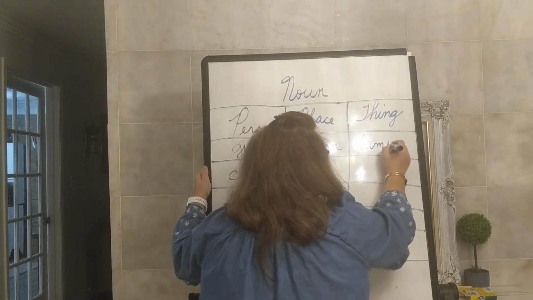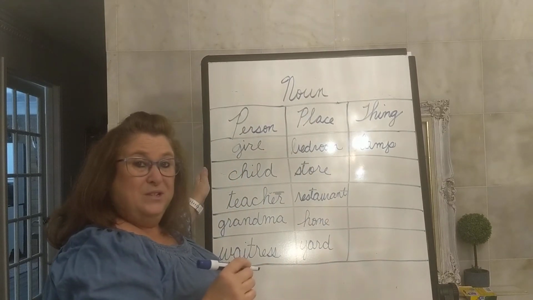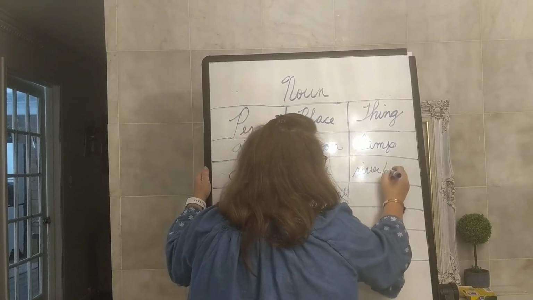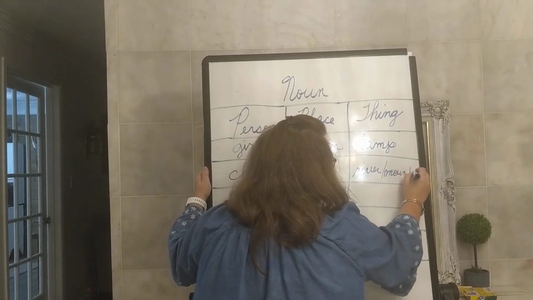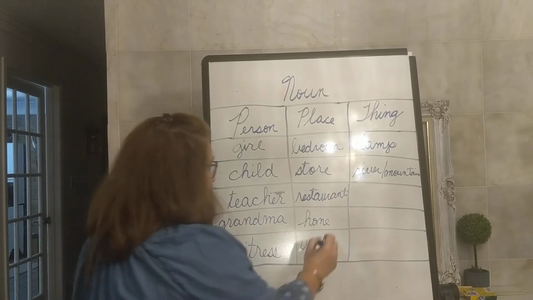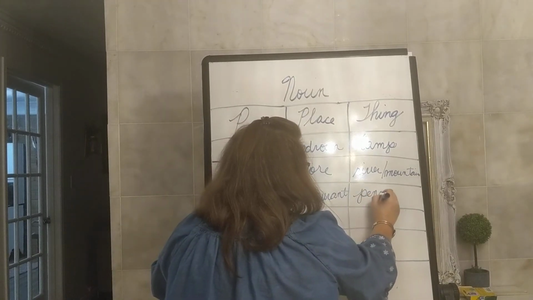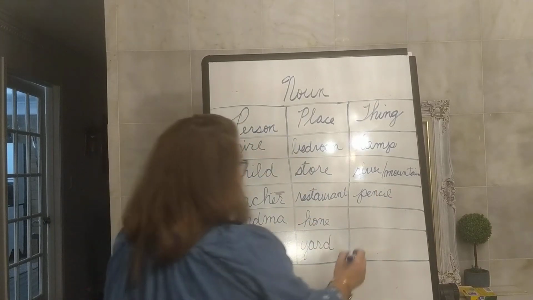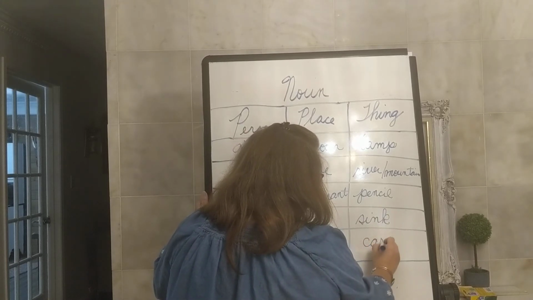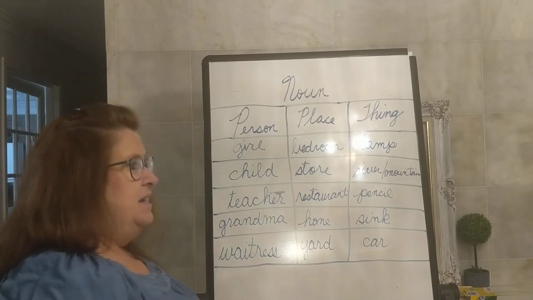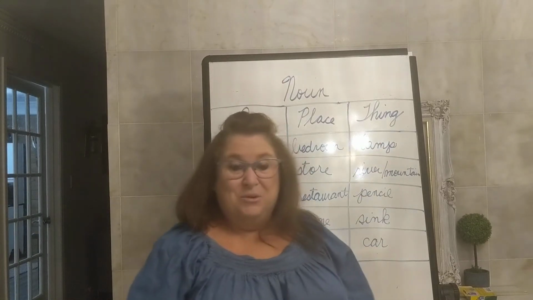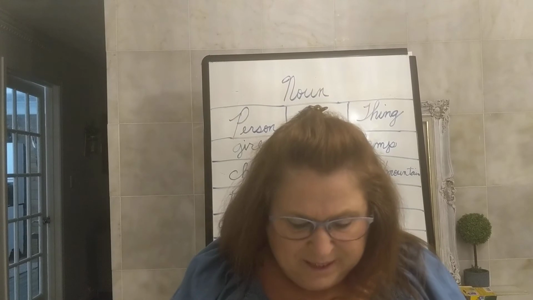It is. What about a river? Is a river or a mountain a thing? It is. I'm going to put them on the same line. Got to squeeze it in there. What about a pencil? It is a thing. What about a sink? A sink is a thing. What about a car? A car is a thing. So every word that we wrote on our chart is a noun because it is a person, a place, or a thing.